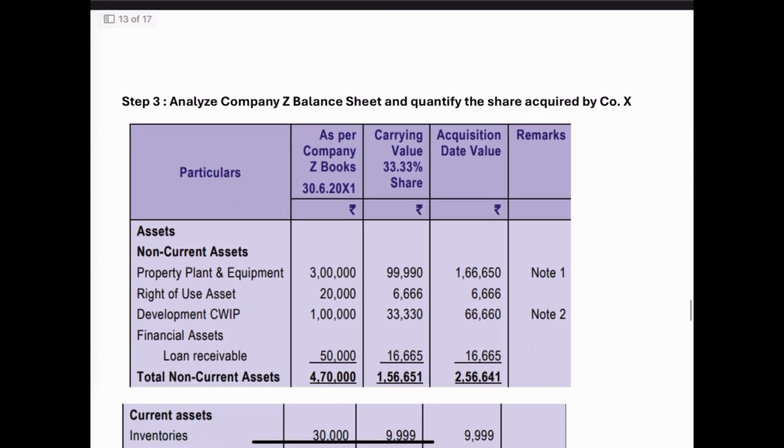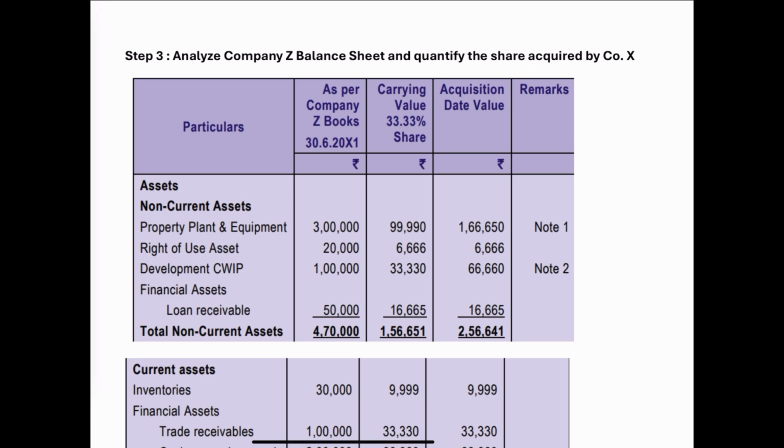Okay, now let's go through the third step. Here we have to analyze company Z, because company Z's balance sheet is partially being taken over by company X. So we'll have to understand and analyze the balance sheet of company Z and then work out the portion which is being taken over by company X. First, it has been given what the balance sheet of company Z is as of 30 June 2021. So that we'll plot here.